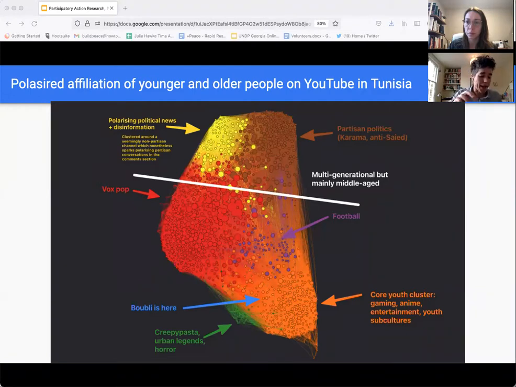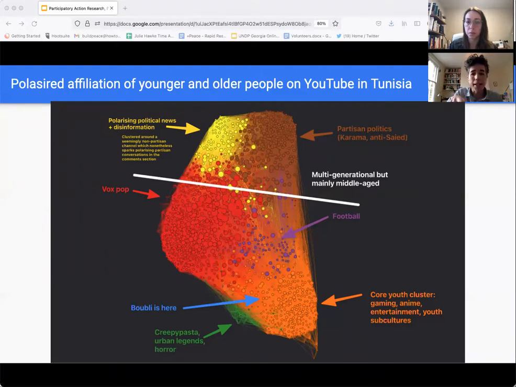What we see is an aggregation of homogeneous actors into distinct clusters, which suggests that this network is likely to be dominated by polarized affiliation. So on one end of the graph, there is a youth subcultures cluster, which is mostly about entertainment. On the other end of the graph, there are two political clusters that tend to attract middle-aged people whose content is highly polarizing and often spreads disinformation. And between them, there's this large cluster around vox pop content, which suggests that there may be a strong appetite for content which features the voices and perspectives of ordinary people.